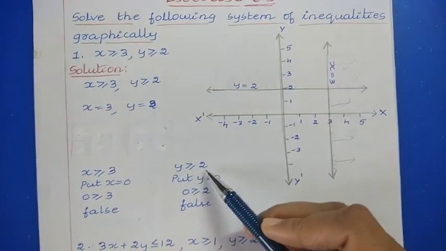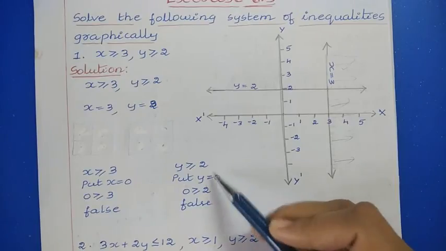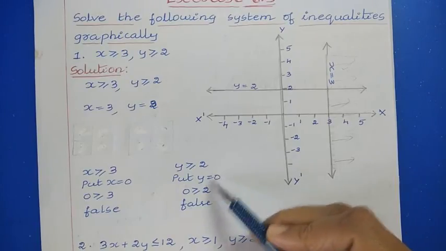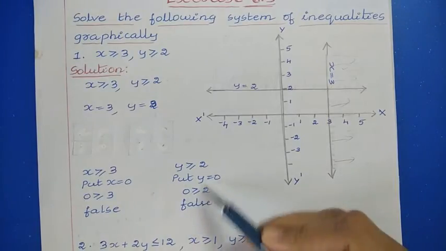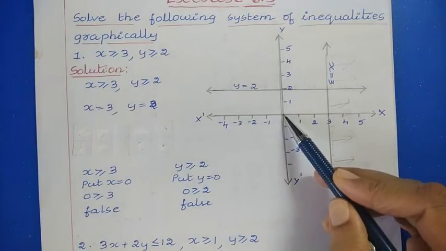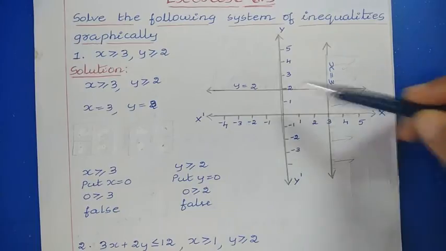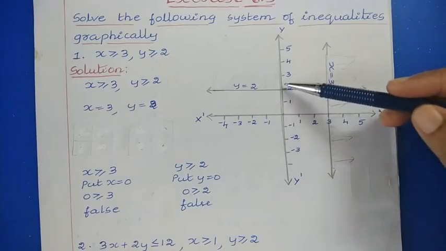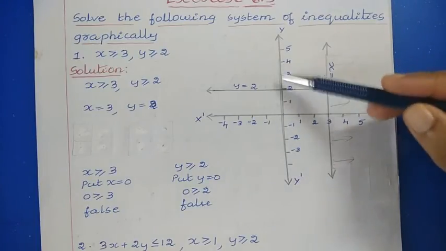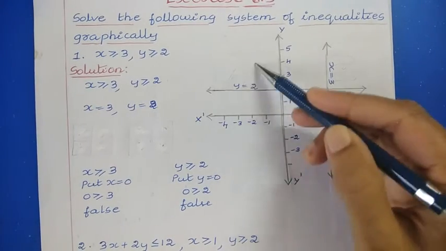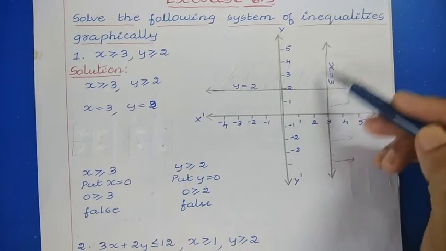Next here, y is greater than or equal to 2. For this actually, we are getting false for the point 0. So I took this point for this inequality, and I am getting false. That means not this area. I need to shade the area which is away from this point. That is this area I need to shade. So this is the area for y greater than or equal to 2.